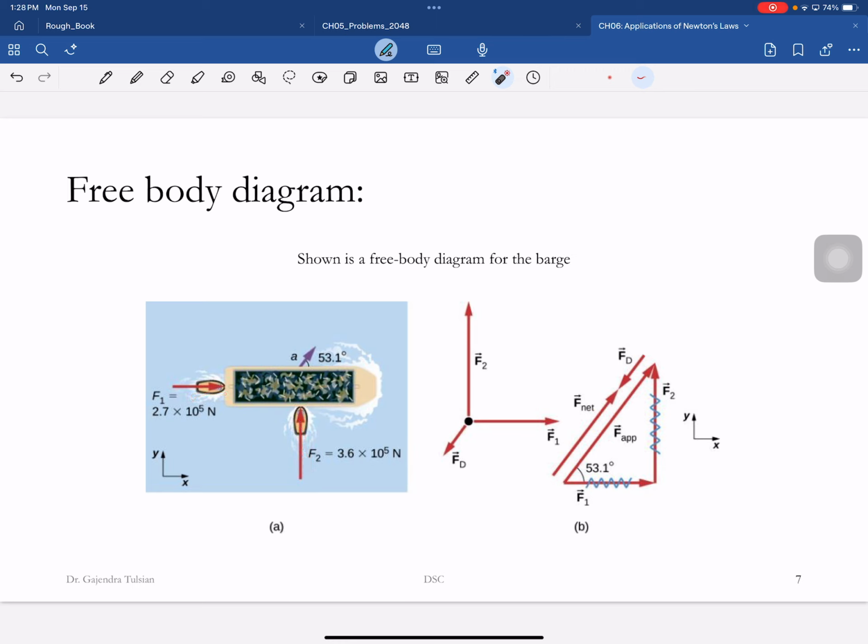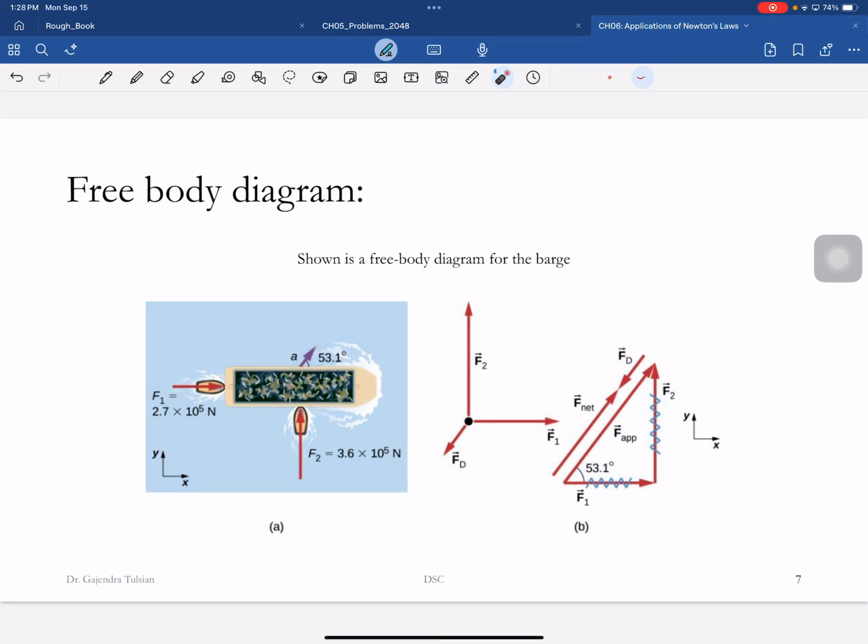There's a third force on it, the drag force. What is the drag force? The friction force of the water, which is effectively acting at the center of mass. So those are the three forces acting on the object. There's the object. And since the object has an acceleration, the sum of these three forces, there's the net force, is giving the barge an acceleration in that direction.